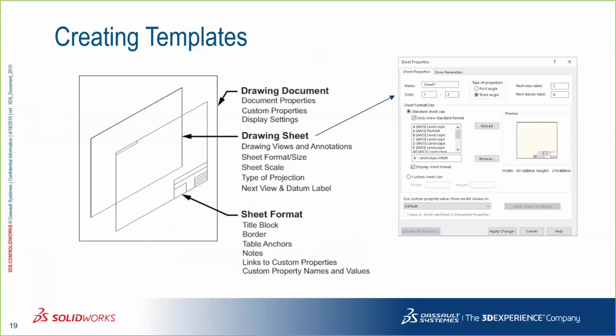Again, it's very easy. Then we start getting into this page here, which is our drawing sheet. That has our drawing views and annotations. That's usually what we see when we're putting something on a drawing. It's got the scale, type of projections, our sheet size, etc. What people don't usually play with is the sheet format. So our sheet format is actually copied onto our drawing sheet.